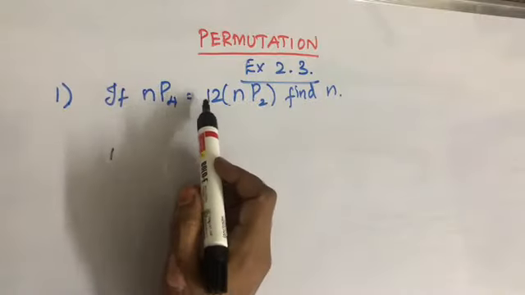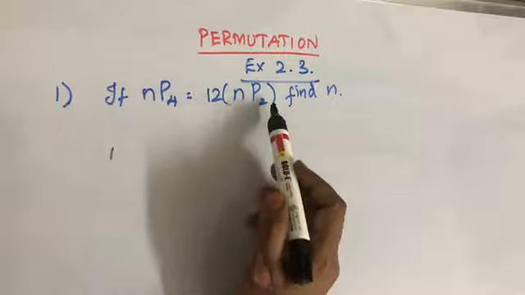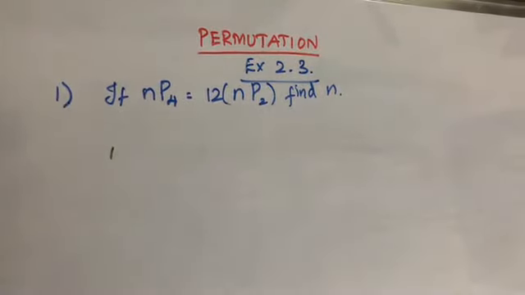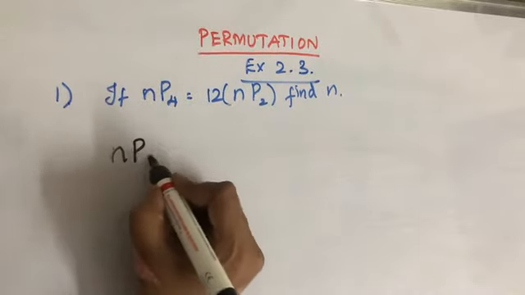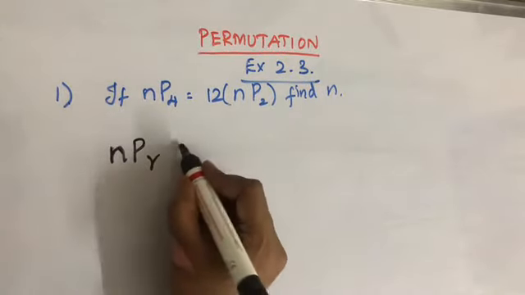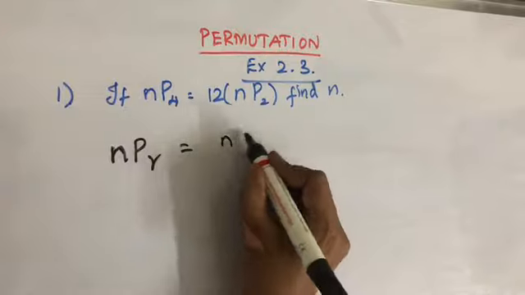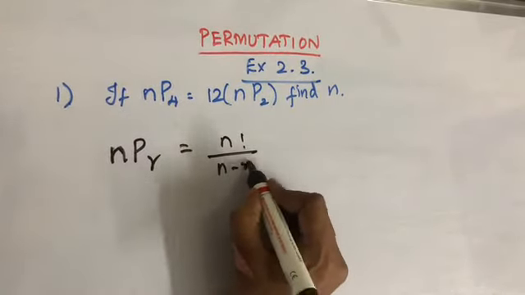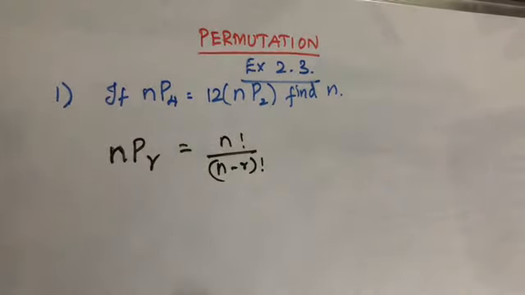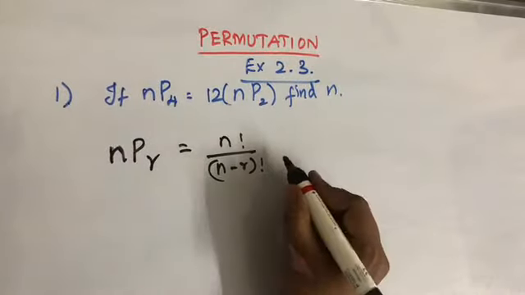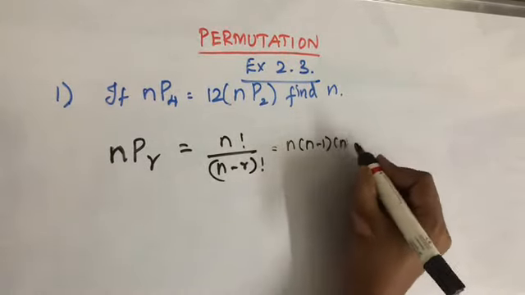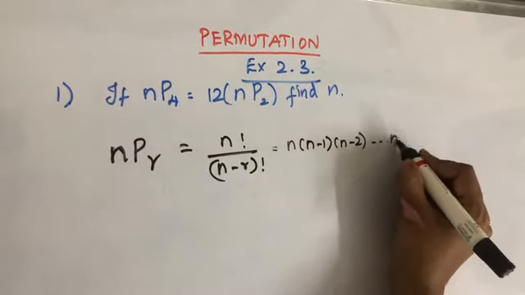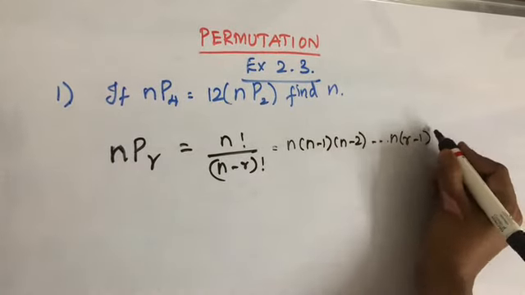If nP4 is equal to 12 into nP2, find n. So nPr, we know the formula for nPr. nPr is equal to n factorial by n minus r factorial. What is the other formula? That is equal to n into n minus 1 into n minus 2 and so on, up to n minus r plus 1.